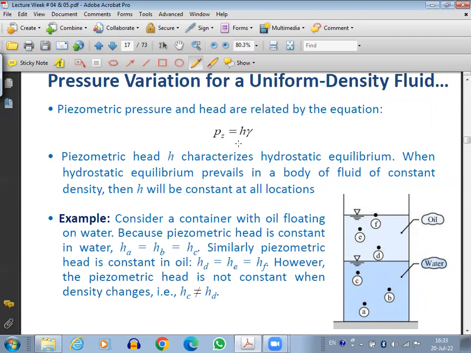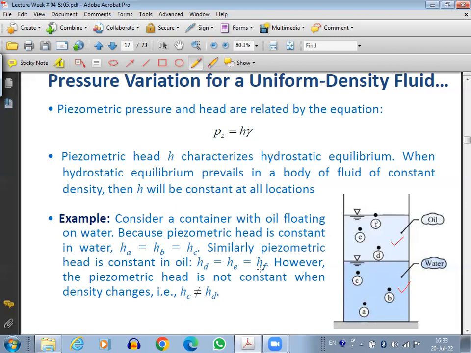Piezometric pressure is equal to gamma h. Now you can consider this example. Suppose I have this container, and in this container you have oil and water. Below you have the water, above you have the oil. I told you piezometric height is the same.